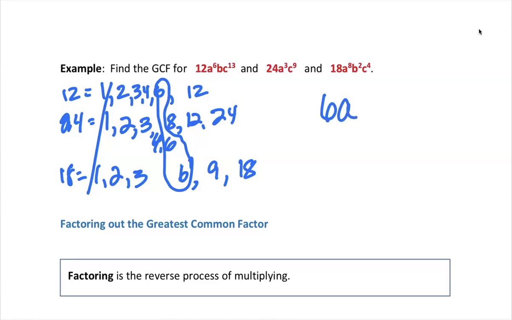For a, we have a 6, a 3, and an 8. And we're going to use the smallest of those exponents. So a to the third. For b, there's a 1. This is like having no b's, b to the 0, and b to the 2. The smallest is b to the 0. So that means b is not even part of the GCF because they don't all have a b. Remember, they all have to have it in order for it to be common to all of them. For c, we have 13, 9, and 4, we use the smallest one because that's what they all have. So this would be our GCF.